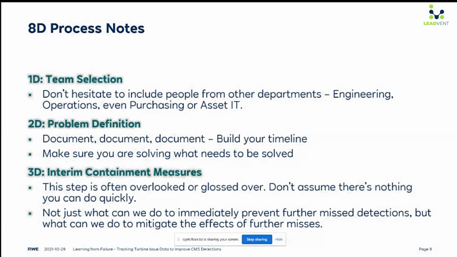Part three, this step is often overlooked or glossed over. Don't assume there's nothing you can do quickly. Not just what can we do immediately to prevent further misdetections, but what can we do to mitigate the effects of further misses.